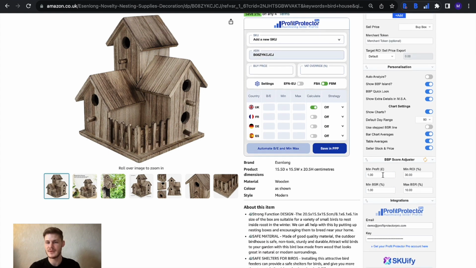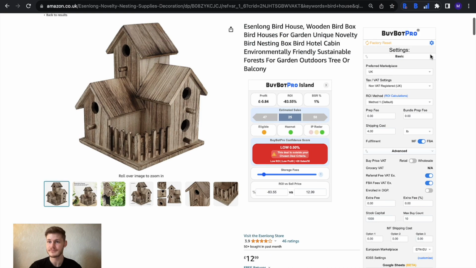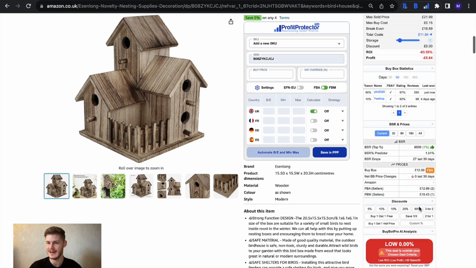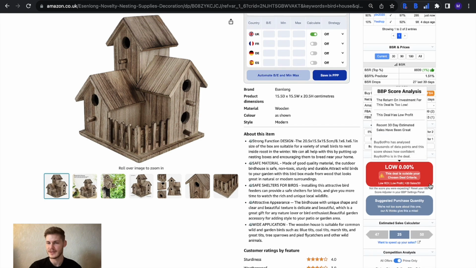So our minimum profit is £1, our minimum ROI is 30%, and we want it to be in the top 10% of this item's BSR category. So we can see that obviously this does not meet our criteria. It doesn't meet the ROI and the profit. We don't even know if we're eligible yet to even sell it. So all these factors are getting taken into account here when it gives us the confidence score.